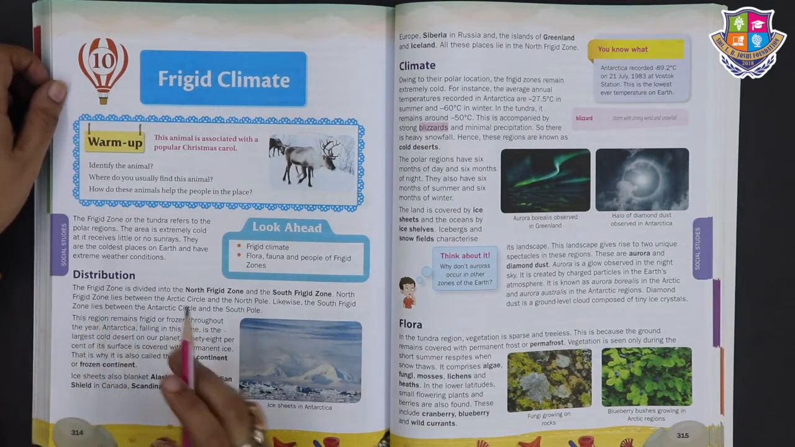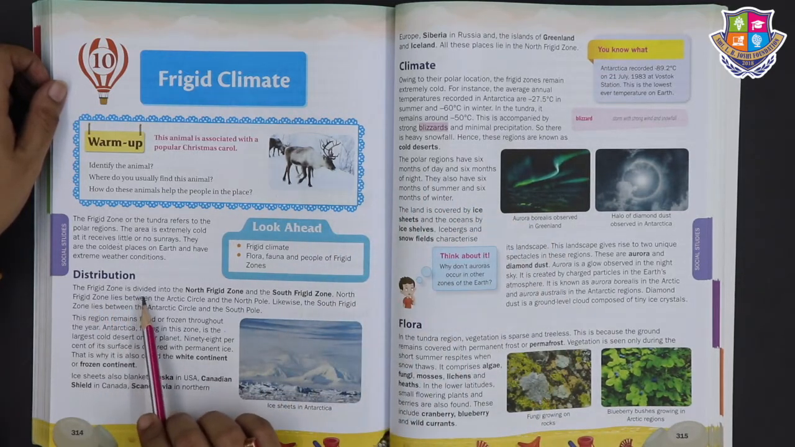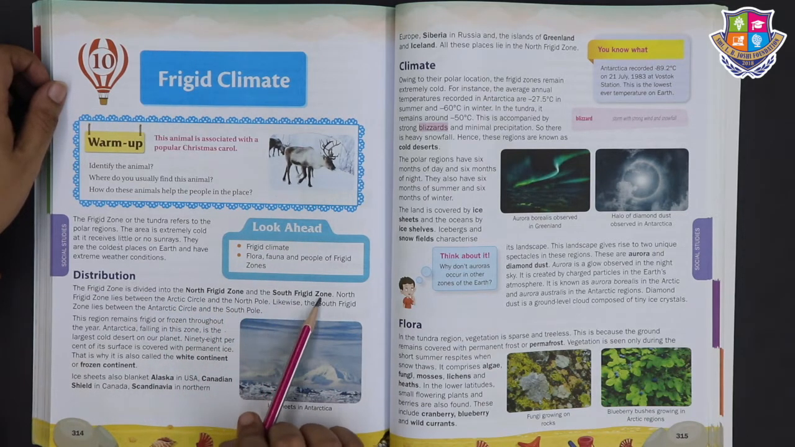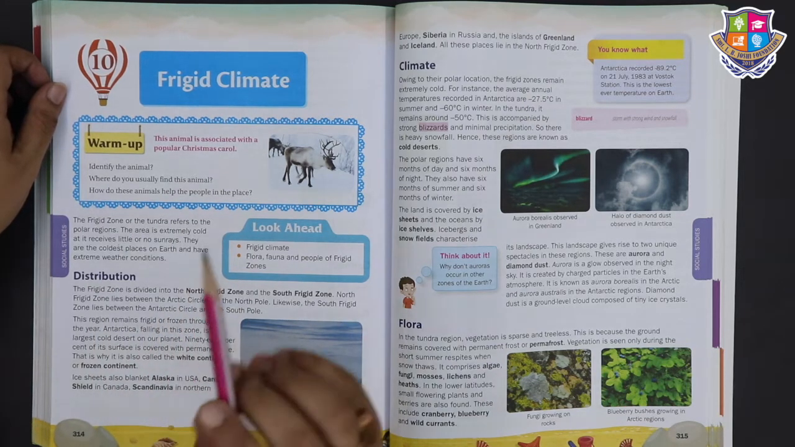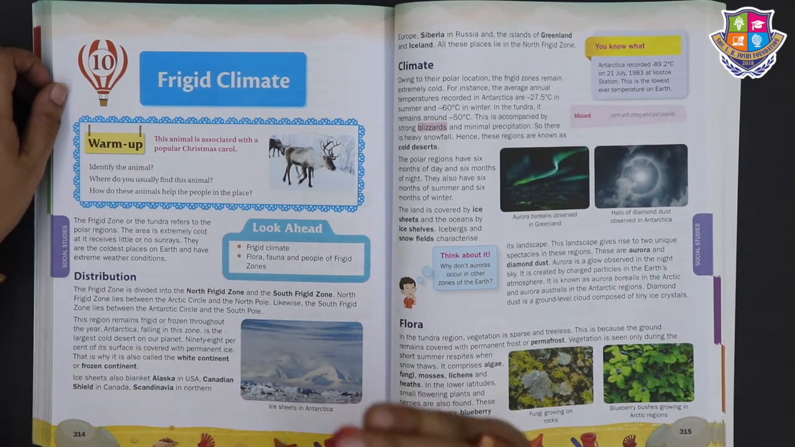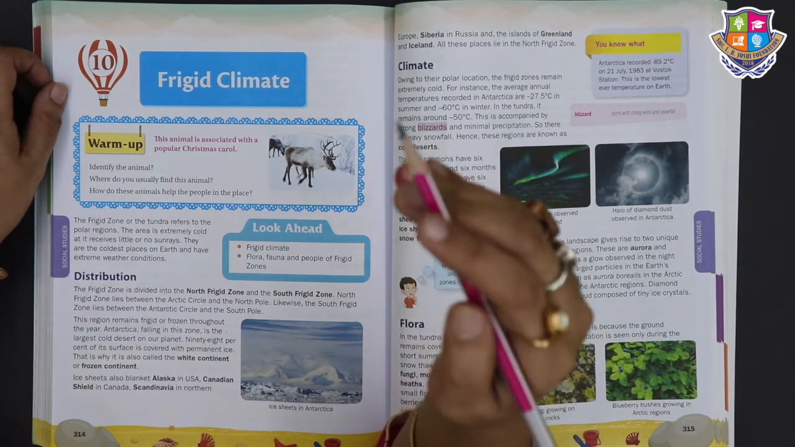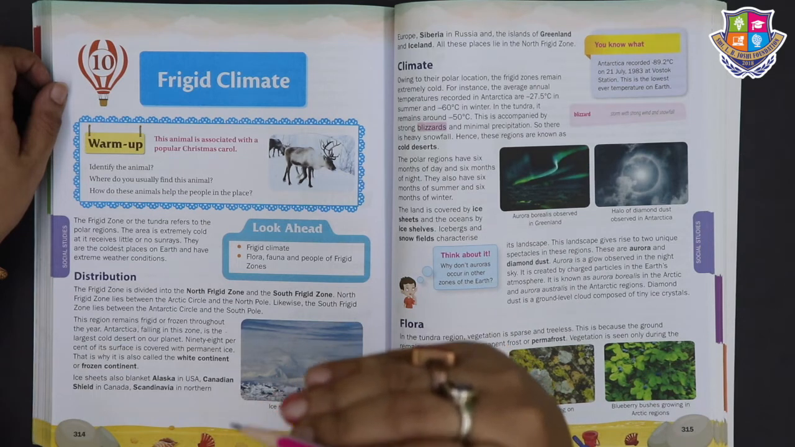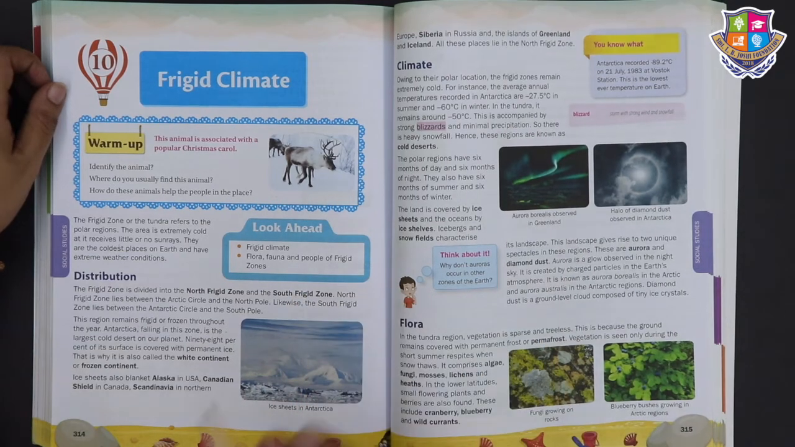Now distribution: where are these regions distributed, in which places? The frigid zone is divided into the North Frigid Zone and the South Frigid Zone. The North Frigid Zone lies between the Arctic Circle and the North Pole. Likewise, the South Frigid Zone lies between the Antarctic Circle and the South Pole. As I told you, the North Frigid Zone lies on the Arctic Circle, in the North Pole, and the South Frigid Zone lies in the Antarctic Circle, in the South Pole.